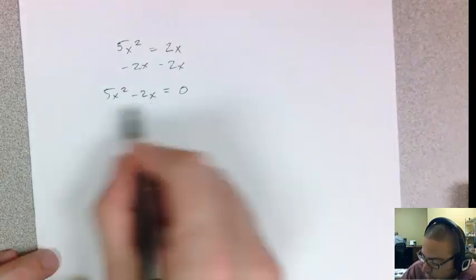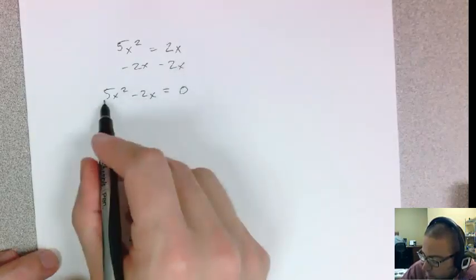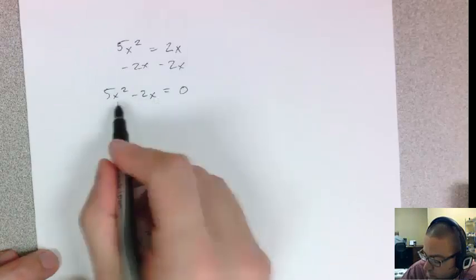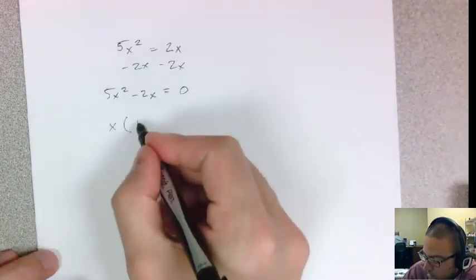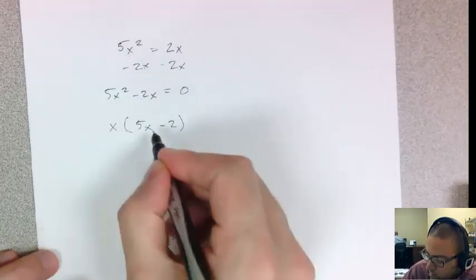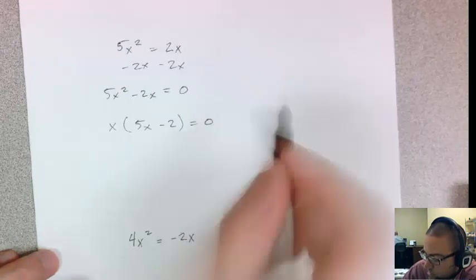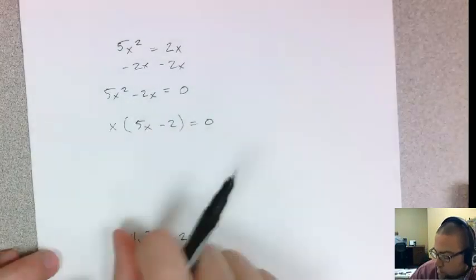So now I factor out, let's see, looks like these don't have a common factor in the numerical term, but they do in the variable term. So I'm going to take out an x from both of them, and that will leave a 5x behind and just a minus 2, right, to make that an equivalent expression. Okay, so either this is equal to 0 or this is equal to 0, or they both are.